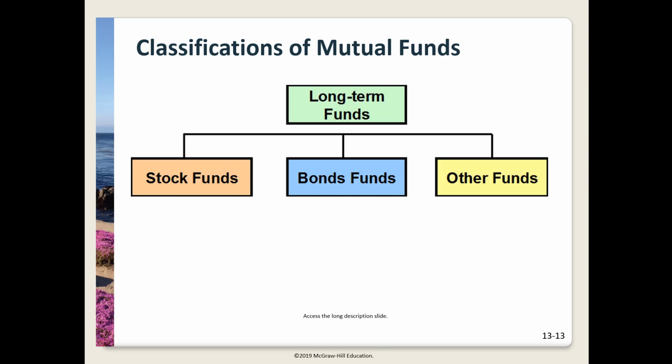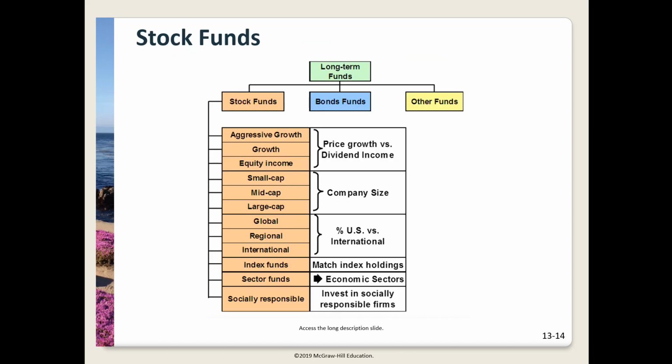Looking at long-term mutual funds, they can be divided into three classifications: stock funds, bond funds, and other funds. Stock funds can be subdivided into a variety of choices to suit virtually all needs. Funds that focus on price appreciation or income growth, those that are categorized by firm size, large cap, mid cap, small cap, domestic versus international funds, U.S.